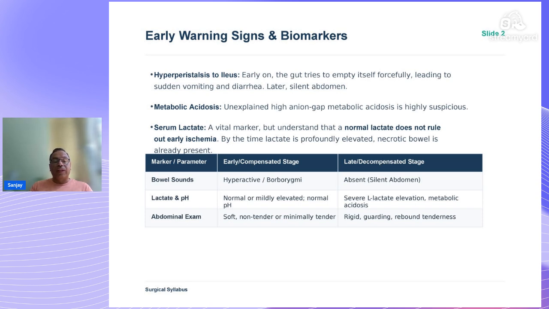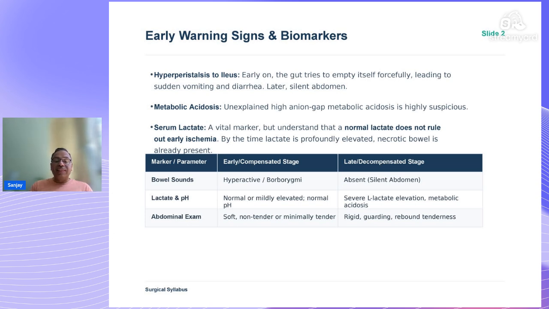completely necrotic. So just to recap, bowel sounds in the initial early or compensated stage may be hyperactive or even borborygmy, that means forceful peristalsis. But in the late or irreversible decompensated stage, the abdomen may be totally silent, what we call silent abdomen. If we come to the lactate and pH, in the early stage, lactate may be normal and pH may also be normal, whereas in the late or irreversible or decompensated stage, there is a severe lactate elevation beyond 4 millimoles per liter, and the patient may also have metabolic acidosis.